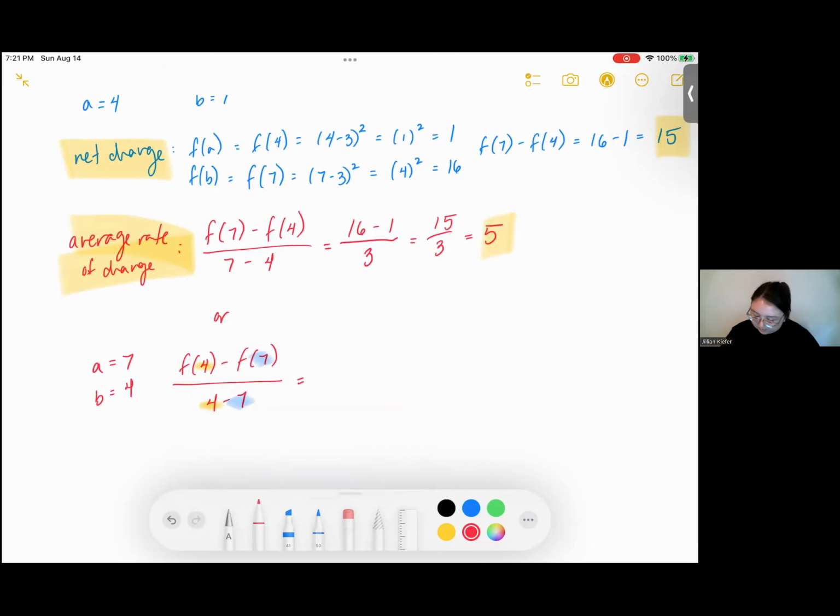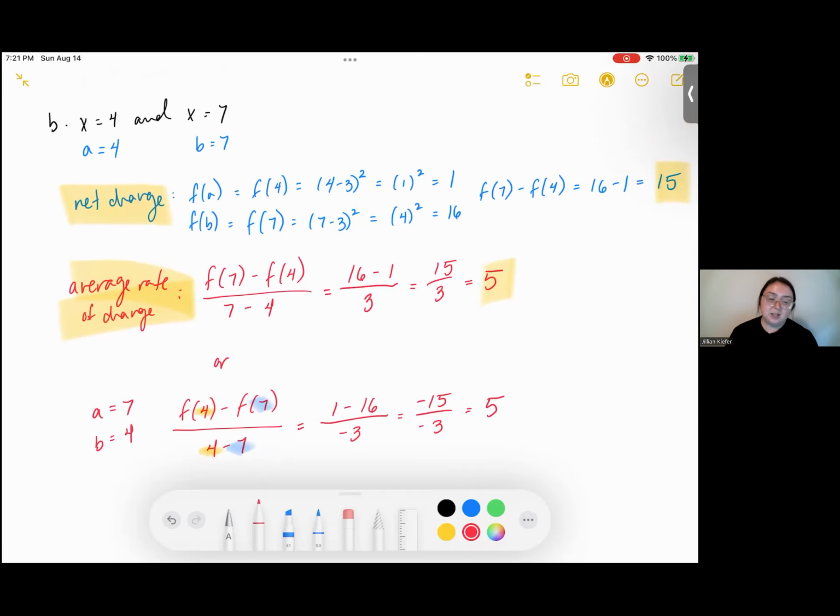We said f of 4 was 1, f of 7 was 16. So we have 1 minus 16 divided by 4 minus 7, which is going to give us negative 3. So 1 minus 16 is negative 15 divided by negative 3. Those negatives cancel each other out. 15 divided by 3 is 5. So we see that it doesn't matter which points we pick for A or B when it comes to average rate of change. Our answer should be the same as long as we're following the same formula. This is not true with net change. You have to have A less than or equal to B for net change, but for average rate of change it does not matter. So here's the proof of that.